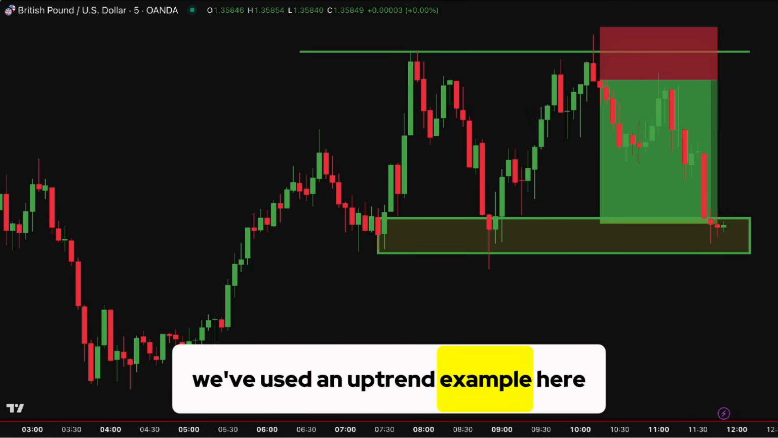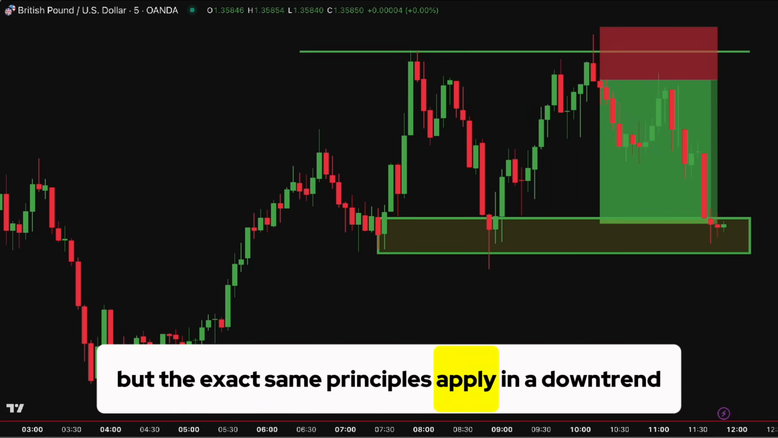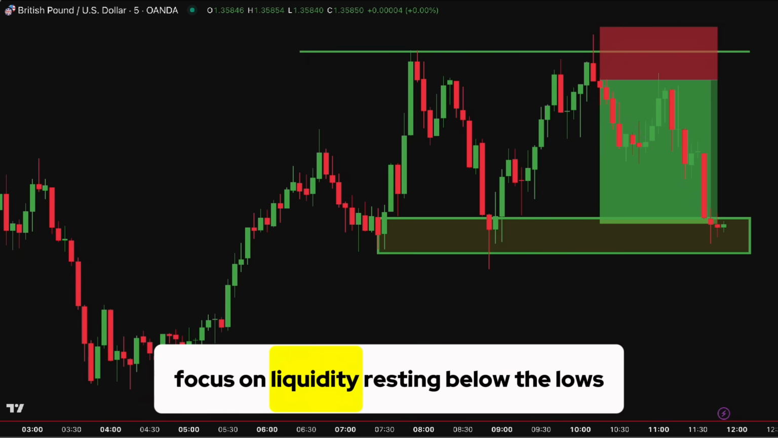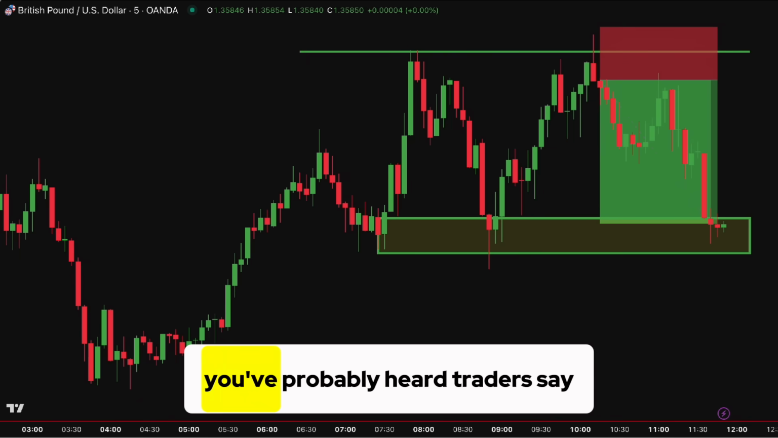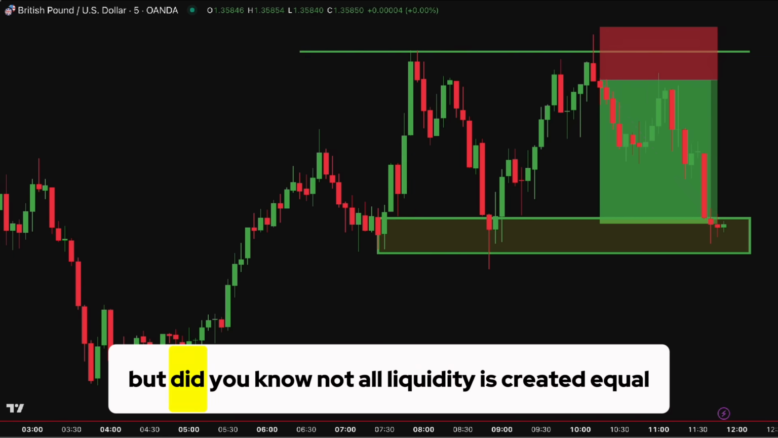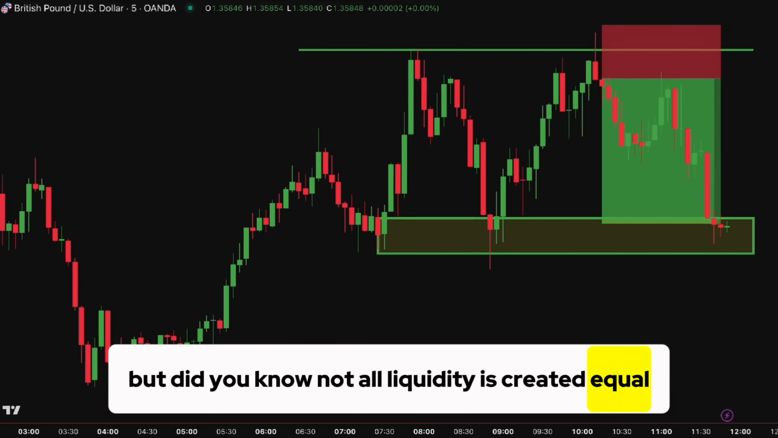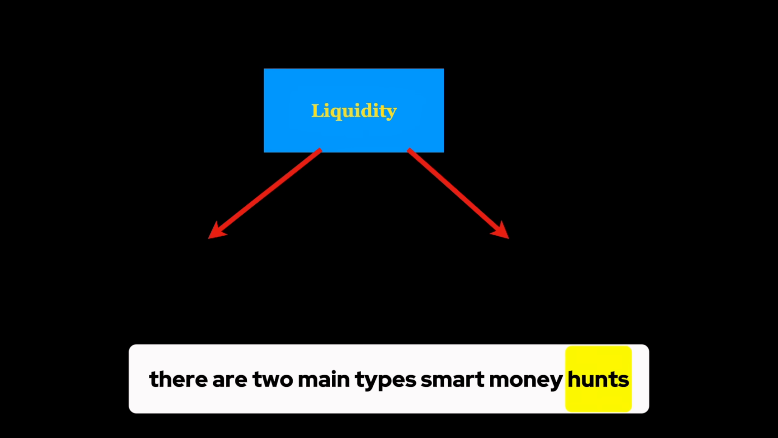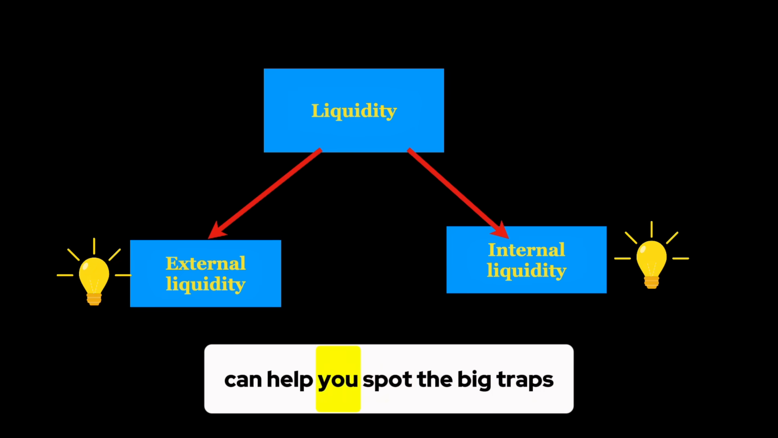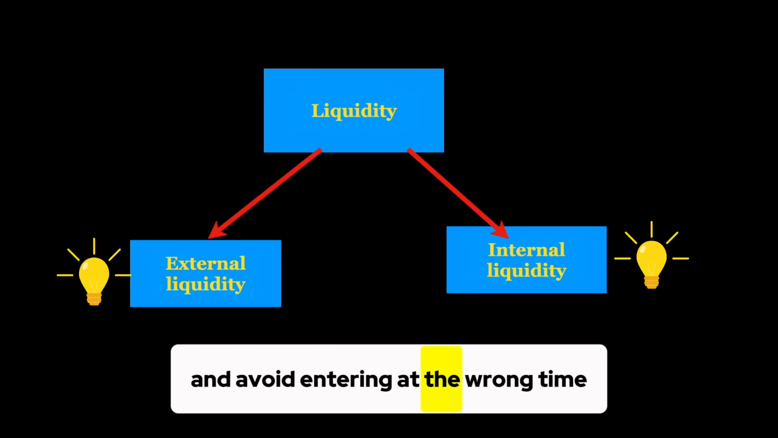We've used an uptrend example here, but the exact same principles apply in a downtrend, just in reverse. Instead of looking above the highs, focus on liquidity resting below the lows. You've probably heard traders say, price moves from liquidity to liquidity. But did you know not all liquidity is created equal? There are two main types smart money hunts, external liquidity and internal liquidity. Understanding the difference can help you spot the big traps and avoid entering at the wrong time.